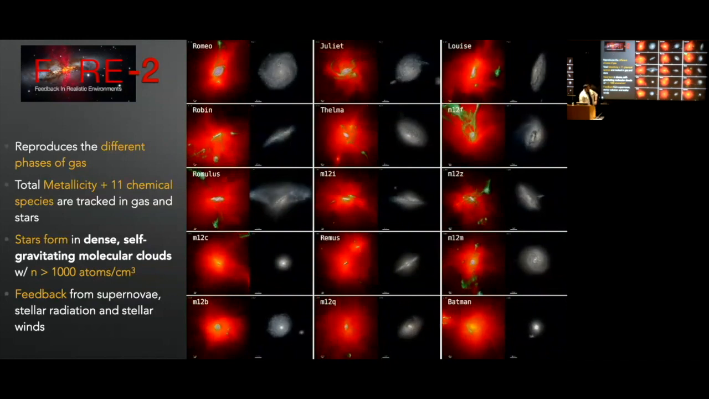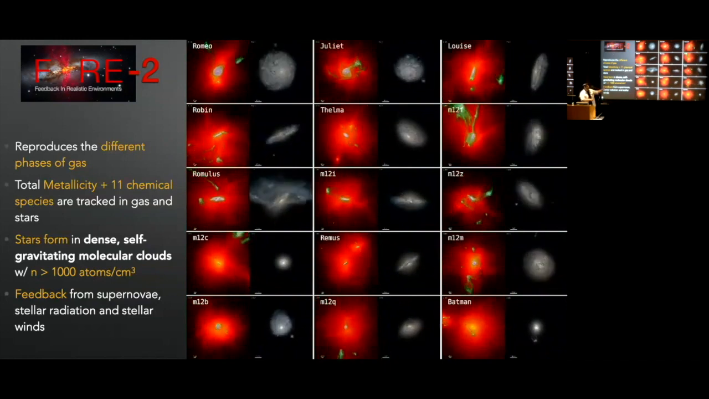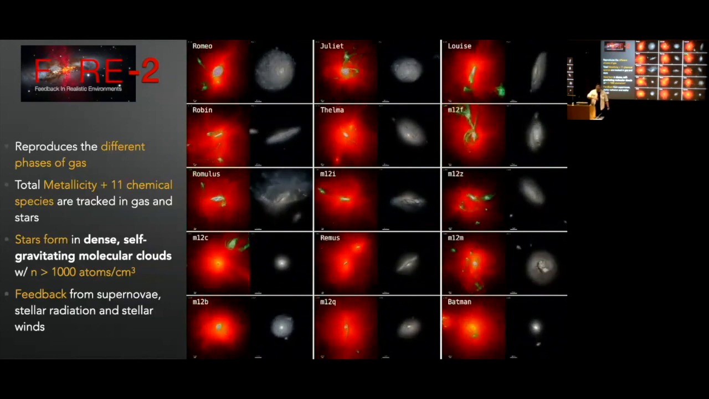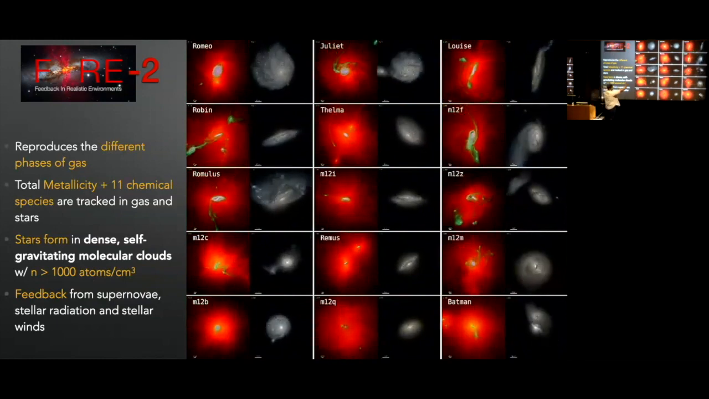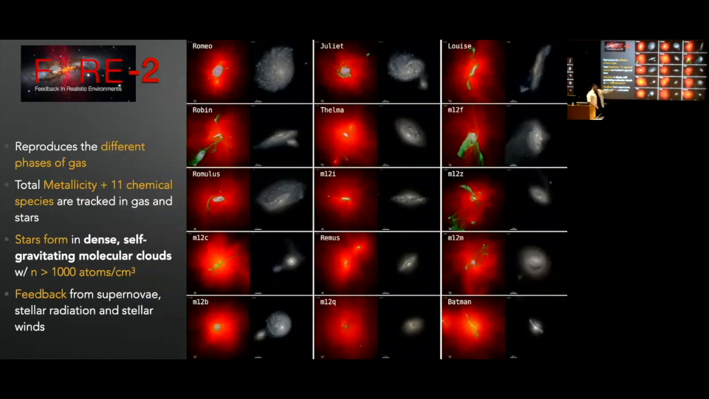As you can see, all of these have different histories. You saw all the satellites crashing in, and eventually you form these really nice disk galaxies that we see now that we're looking at here.